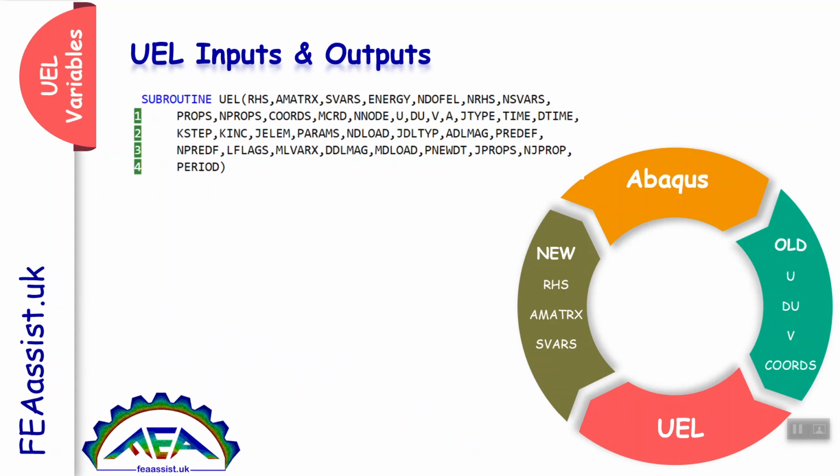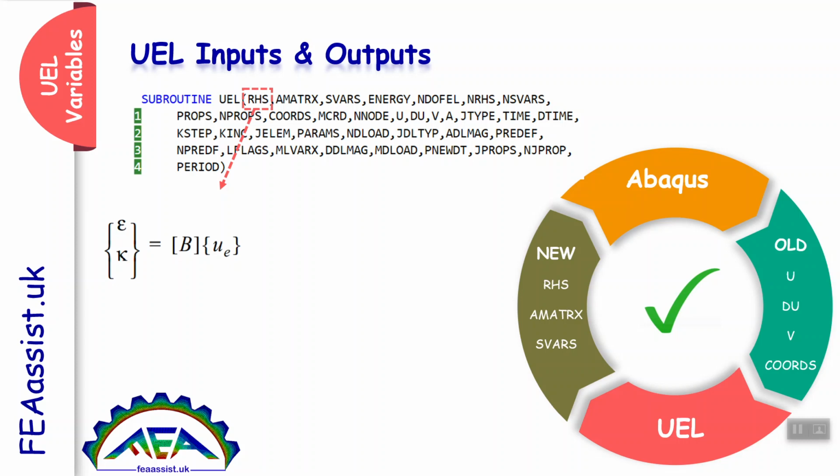Again, Abaqus gets these variables and computes the U, du, v curves. This is how Abaqus and UEL interact with each other, which is necessary to understand well to write well-working UEL subroutines. As an example, I explain one of the most important variables here, which is the output of UEL, RHS, the right-hand side matrix.